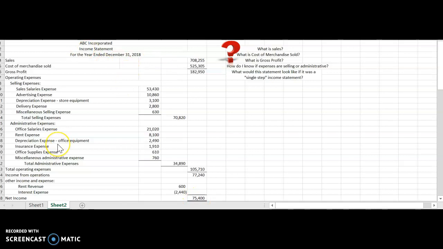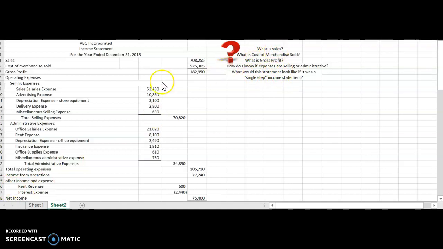So this is a multiple step income statement. It breaks out and has subtotals. So it breaks out gross profit, which is sales minus cost of goods sold. Then it categorizes our expenses into selling and administrative. Then we have a subtotal and income from operations. Then we bring in our other stuff and we get net income. So let's look up here and make sure that we answered all the common questions that students usually have.